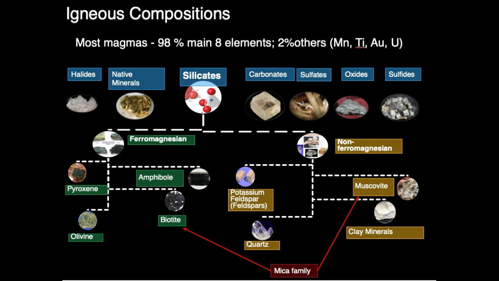So again, the ferromagnesians with green, and there we have olivine, pyroxenes, amphiboles, garnets, which I didn't put there, but also will make part of that, and biotite. And then on the non-ferromagnesian side, which are the yellow boxes again, we have things such as feldspars, either potassium or plagioclase feldspars. We have quartz, we have muscovite, and we have clay minerals.